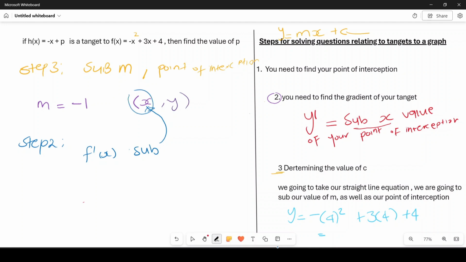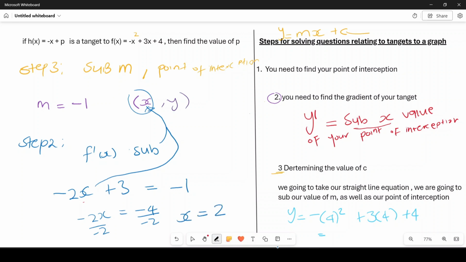How would I do that? First, let me find the first derivative, which would be equal to -2x plus 3. And when they substituted the x value of my point of interception, they got a gradient of -1. So I can solve for x. Taking the 3 to the other side, I would have -2x equals -3 - 1, which is -4. Dividing both sides by -2, my x would be equal to +2. Now remember, this x value that they substituted is the x value of my point of interception. So I know that the x here will be equal to 2.